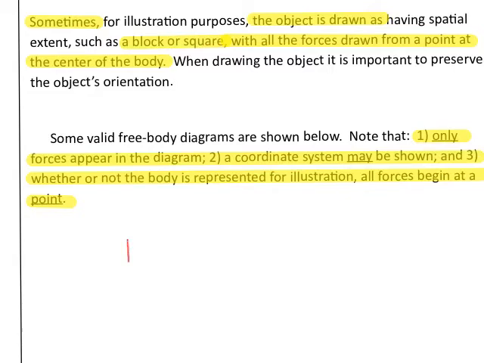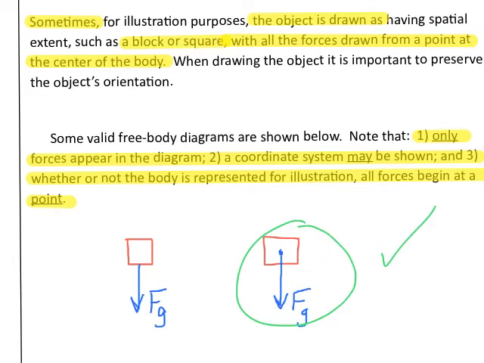So if I have an object that looks like this, if I were to draw a force vector with gravity pointing like that, or I were to draw it like this, which one of those is correct? The one on the left or the one on the right? The one on the right. Okay. This one is the correct one. This one is not correct because I didn't start my force until the edge of the object, and you want all of the vector tails to touch.